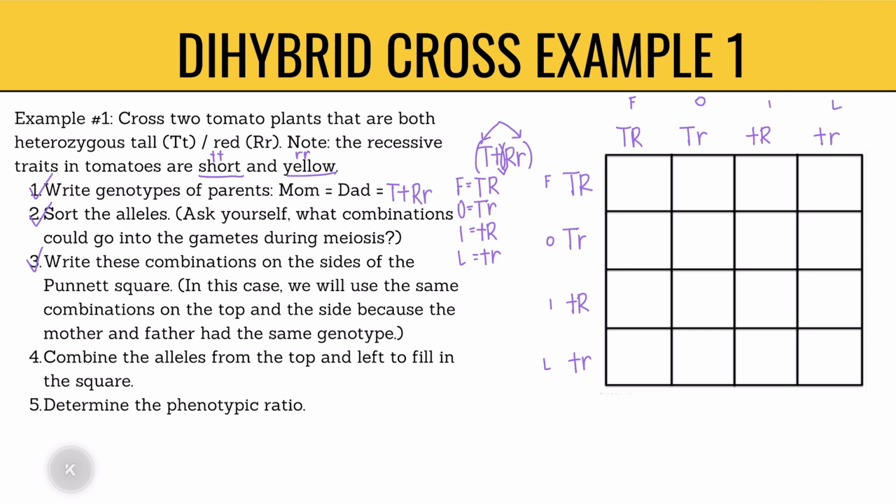So I fill this out just like I did the monohybrids, except instead of having 2 letters in each box, I'm going to have 4 letters in each box. A lot of times I like to go about doing this 1 letter at a time. So I'm going to go through and do the T's first and then go back and fill in the R's. That just helps me keep track of what I'm doing.